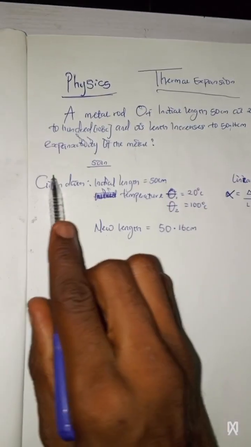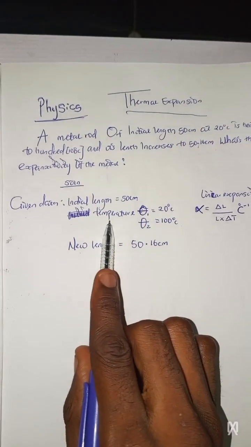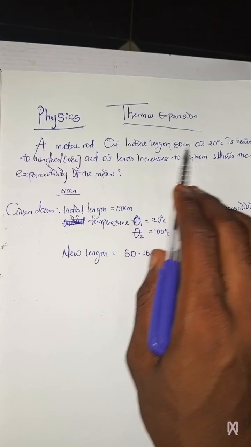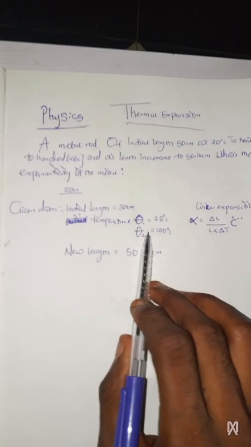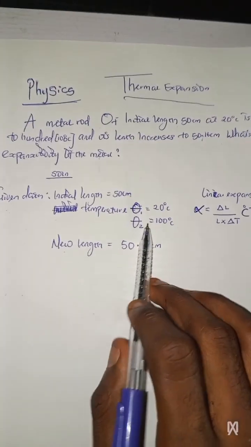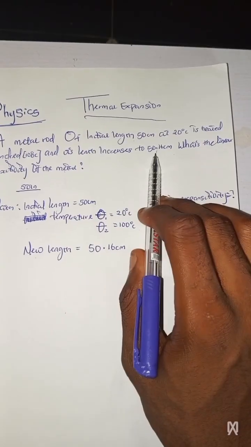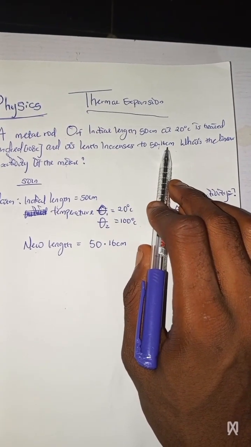So solution: we use our given data. Our initial length is 50 cm. Our temperature, we have our first temperature before the metal was heated at 20 degrees Celsius and after the metal was heated at 100 degrees Celsius, and we have the new length that was produced when it was heated to 100 degrees Celsius to be 50.16 centimeter.